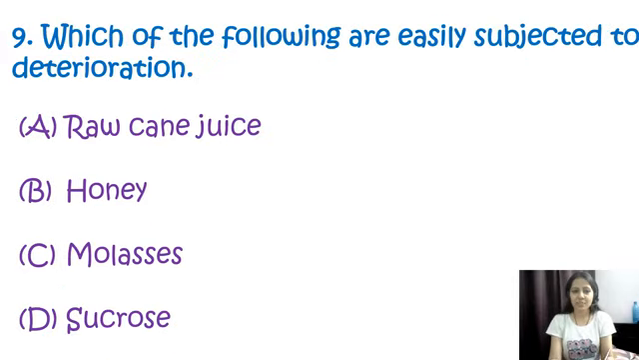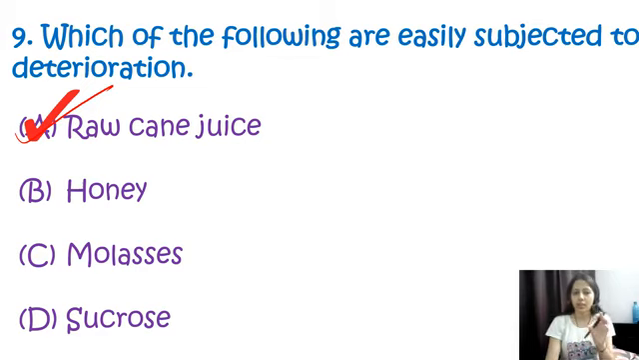Question number 9. Which of the following are easily subjected to deterioration? Options are raw cane sugar, honey, molasses or sucrose. So over here my correct option is A, that is raw cane sugar. This raw cane sugar is most likely to be subjected to deterioration from all the options which are listed. So option A will be correct.